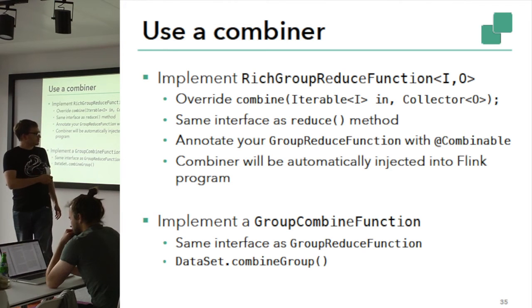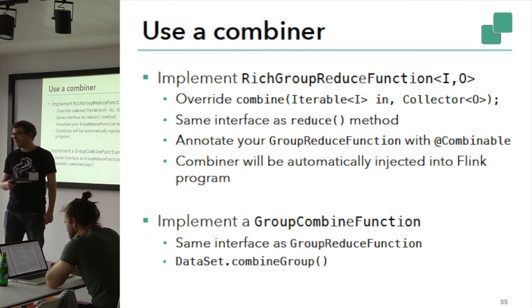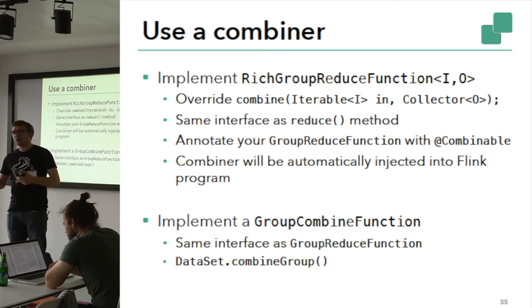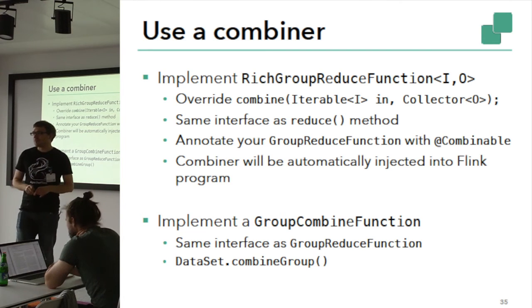There's also a dedicated group combine function, which has the same interface. Oh, I was wrong. This slide is wrong. Sorry. In fact, the interface of the combine function is not the same as the reduce function. The input type here must be the output type. So it should be collector I. If you have a combine function which is transparently injected before the reduce function, the type of the data must not change, right? So this O should be an I. Yeah, sorry for that.